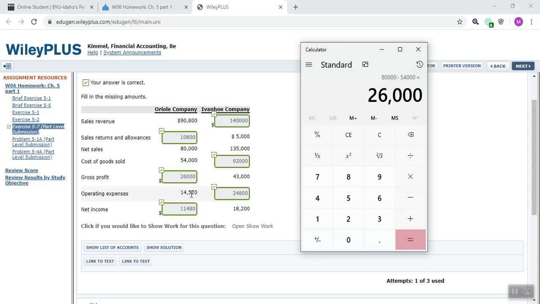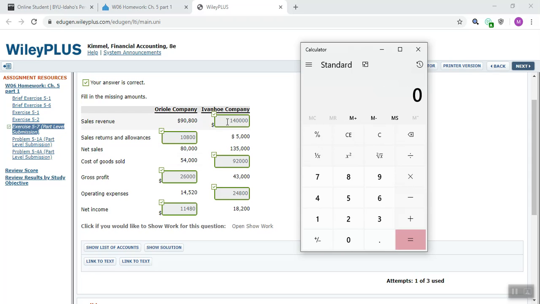The third value that we have missing from Oriole Company is the net income. The net income is calculated by subtracting operating expenses from gross profit. So the gross profit is 26,000 minus 14,520, and it'll equal 11,480 for net income. And that concludes the information missing for Oriole Company.